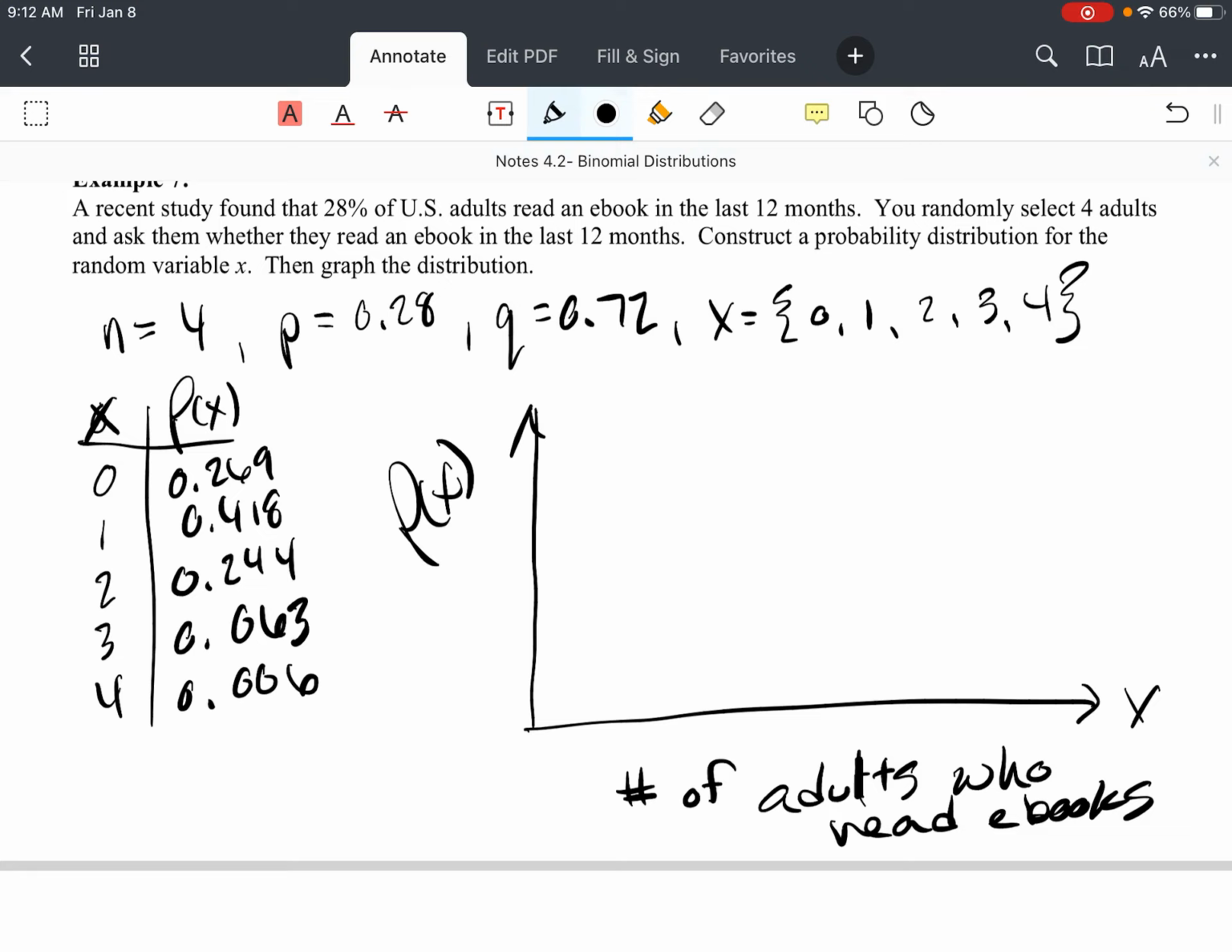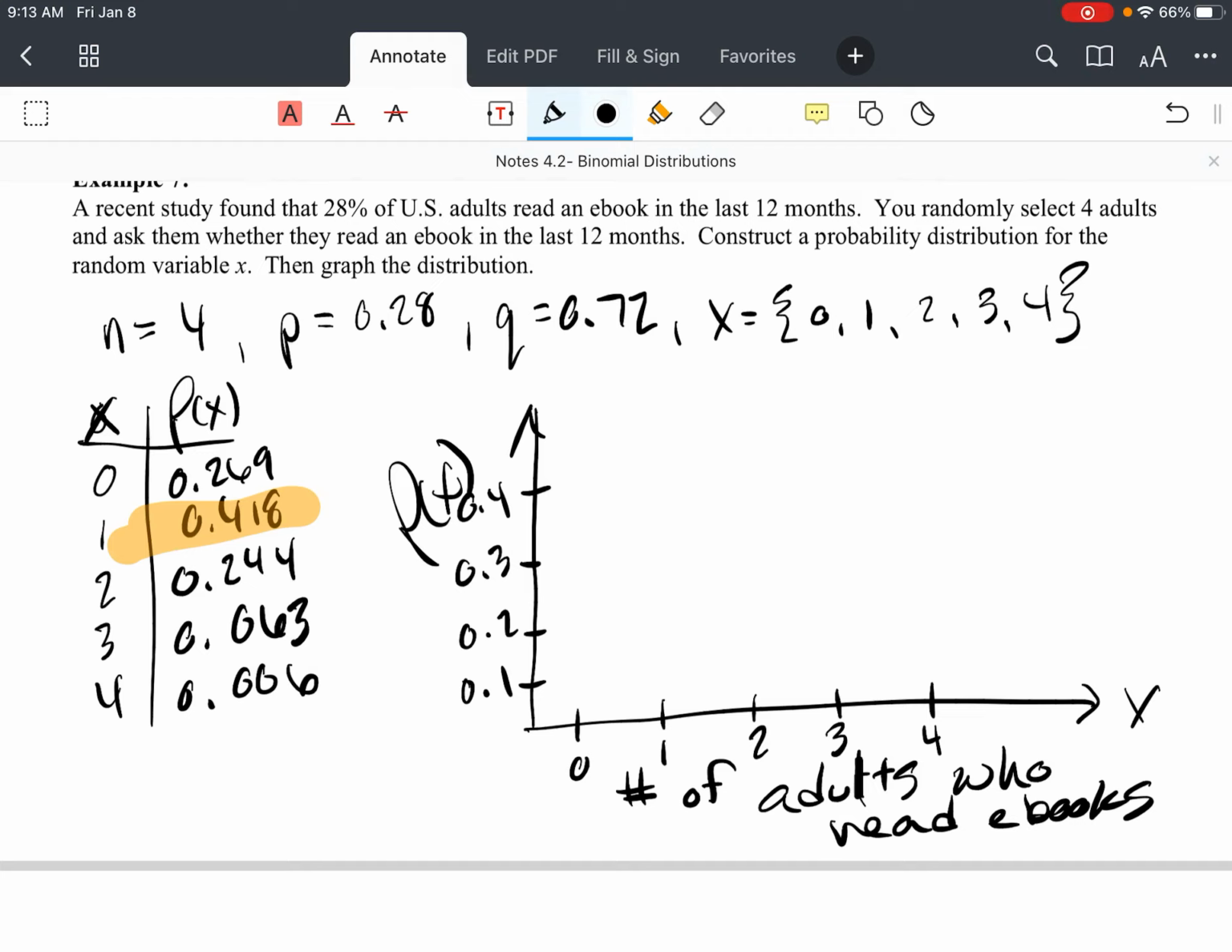Okay, and this is going to be the probability of that. So the number of adults that read ebooks would be 0, 1, 2, 3, or 4 adults. Notice that my probability only goes up to about 42%. So over here, when I go up, I'm just going to go up by 0.1. So 0.2, 0.3, and 0.4. Now, let's go ahead and graph these.